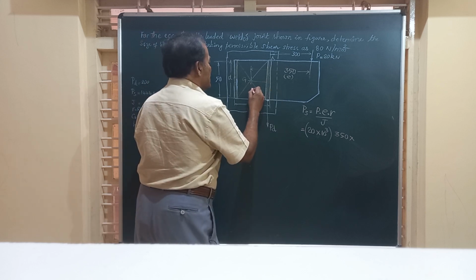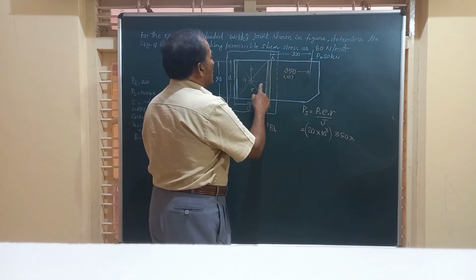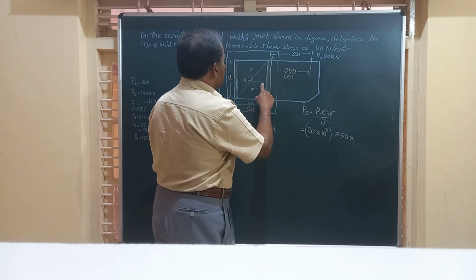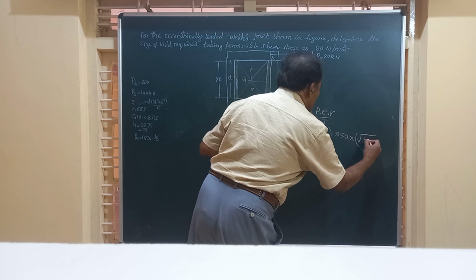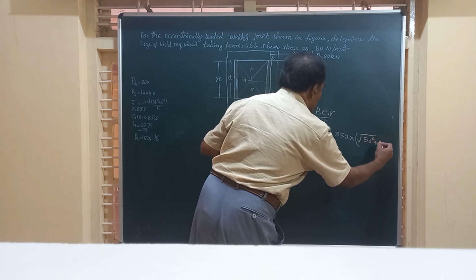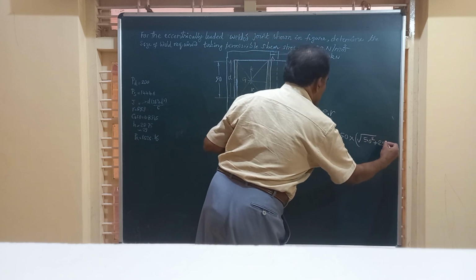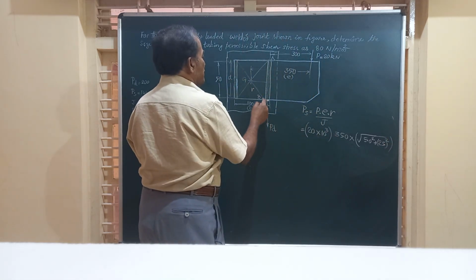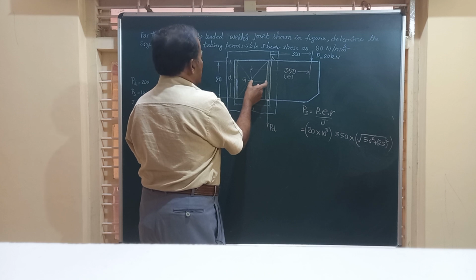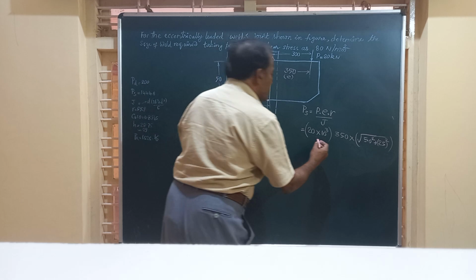So I will call this R, the distance, that is the square root of 50 square plus 25 square. The hypotenuse is this side, where this is 50 and this is 25. So R square divided by J.